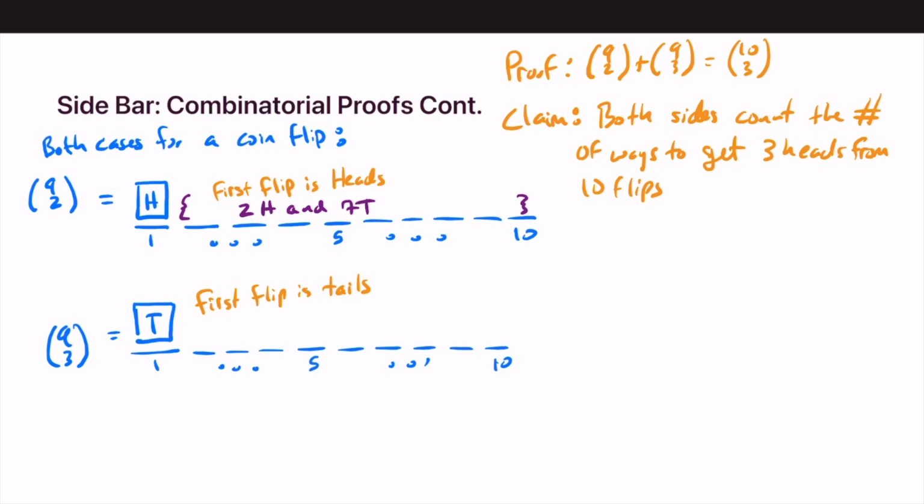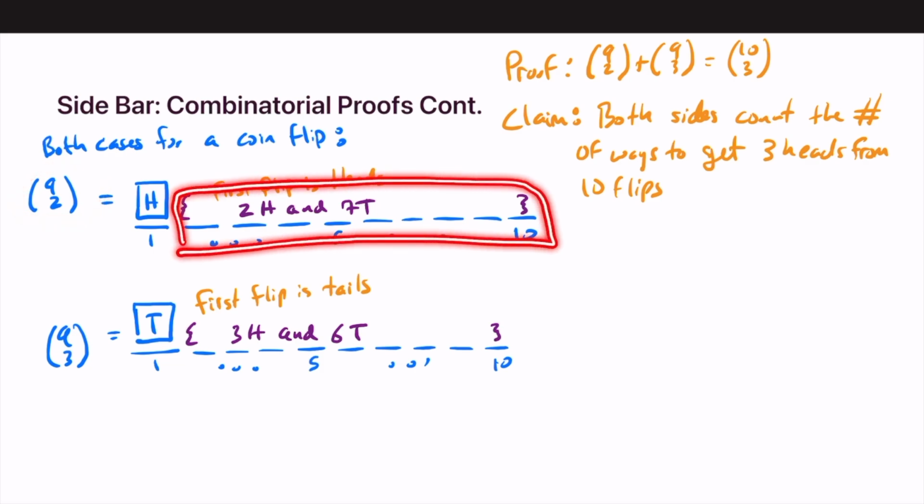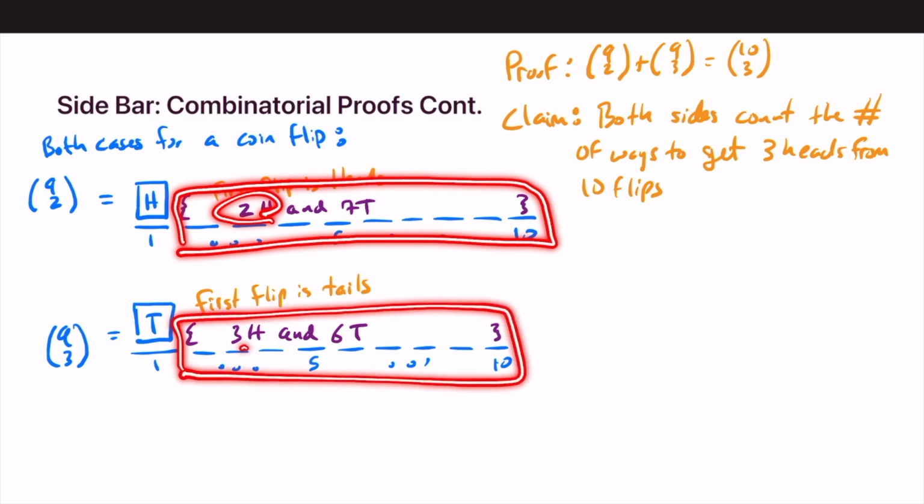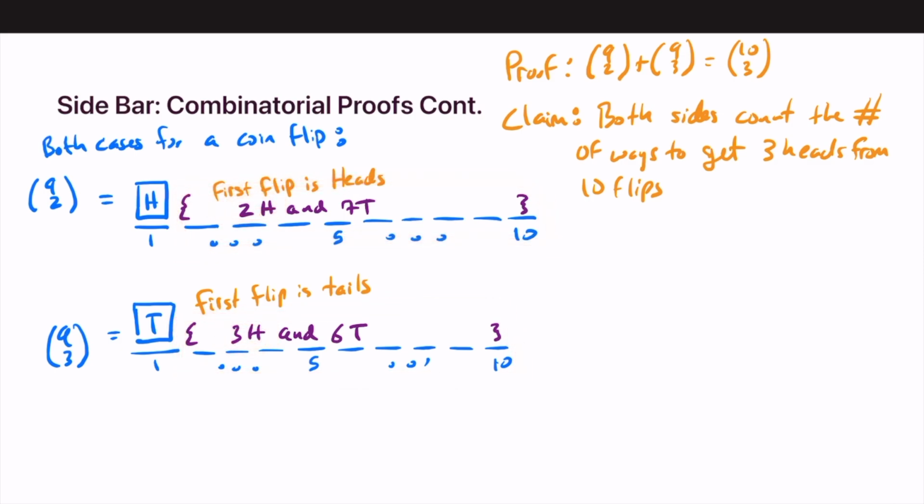7 tails. And the same is true for this one, where we have 3 heads and 6 tails, which is why this is 9 choose 2, because now in this space I have 9 choosing 2 heads, and in this one I have 9 choosing 3 heads. And we want to show that those are both equal to the case where we have 10 choose 3, 10 coin flips choose 3 heads.